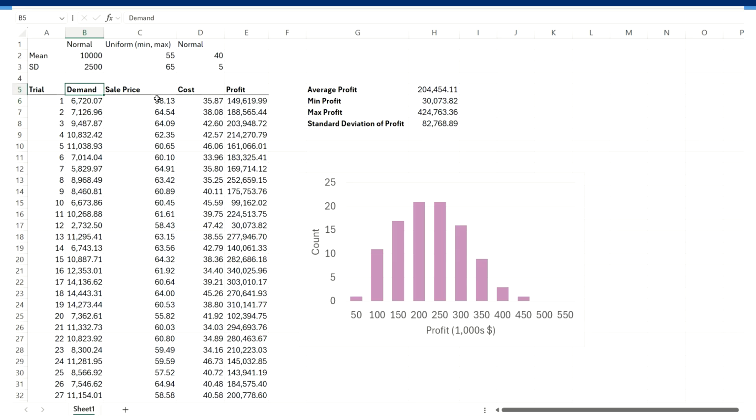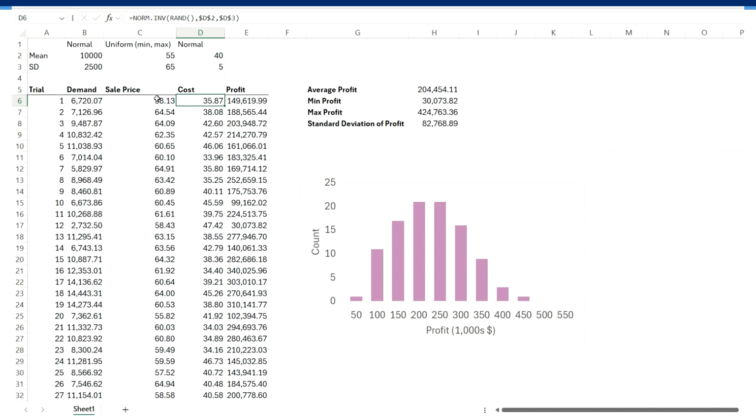We have some estimate from previous history that the average demand is 10,000 and the standard deviation is 2,500, and it has a normal distribution. So we don't know exactly, but we know we have some probabilities associated with certain demand values, and it's got a normal shape. The sales price is also uncertain. We know it's some value between 55 and 65, and we're going to assume it's got a uniform distribution. The cost also has variability. It's got an average value of 40 and a standard deviation of 5, and that's represented by this column here.